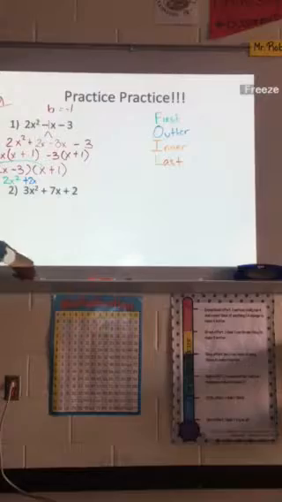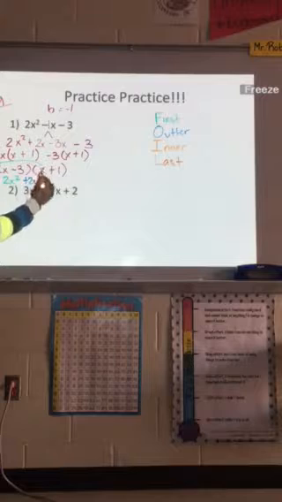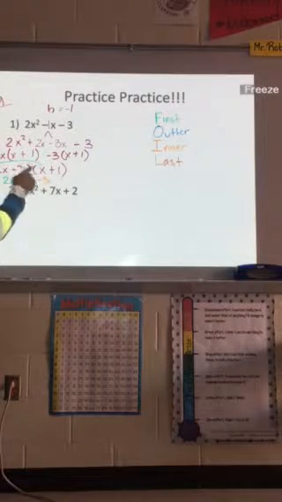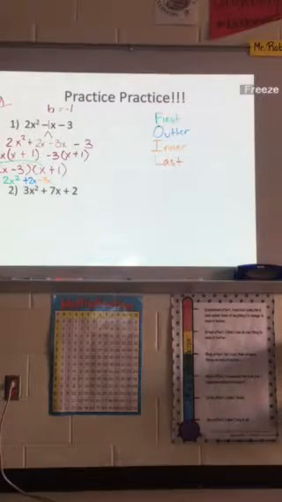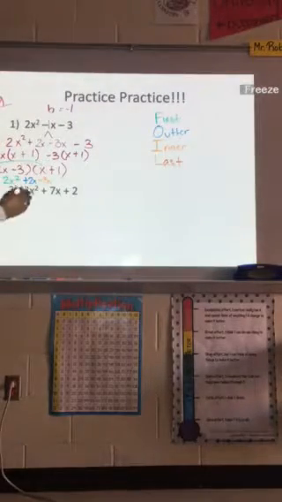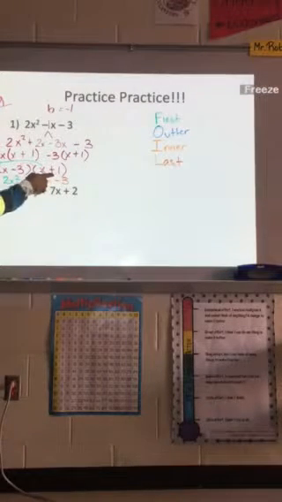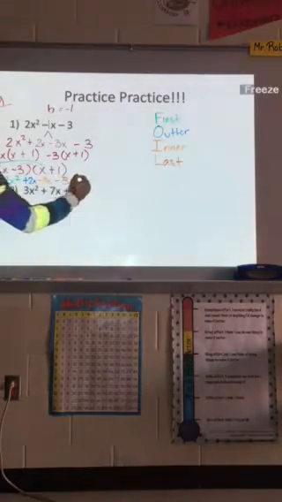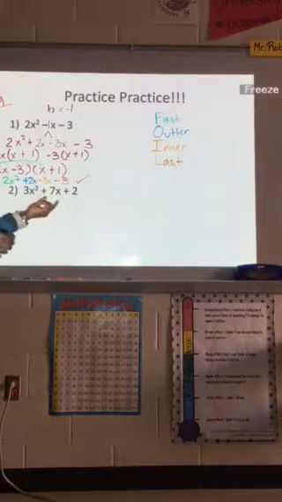Inner term is what? Negative 3x, and then minus 3 plus 1. Negative 3 times positive 1 is just negative 3. You combine these terms in the middle, so 2x minus 3x is just equal to negative 1. Our answer checks out.